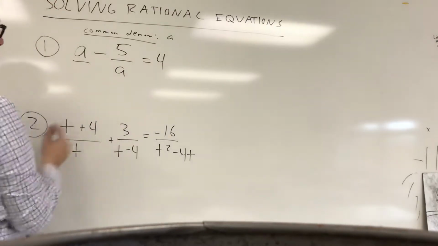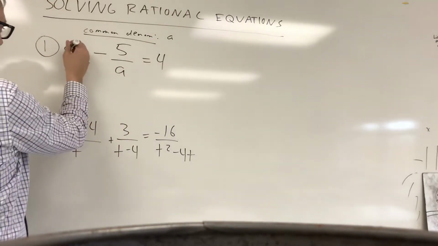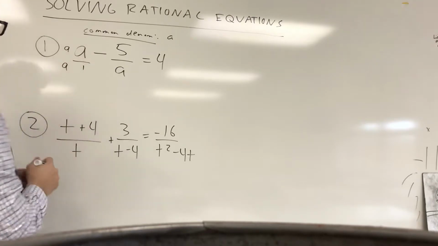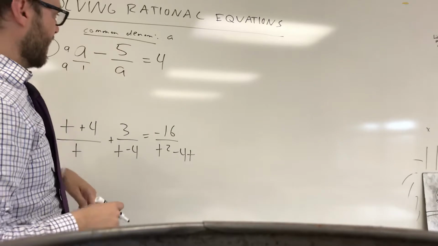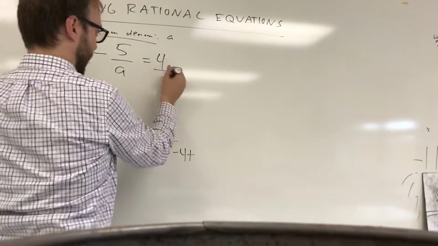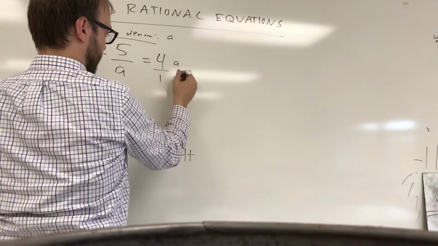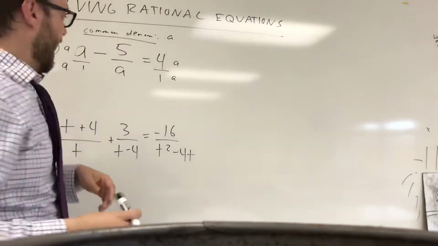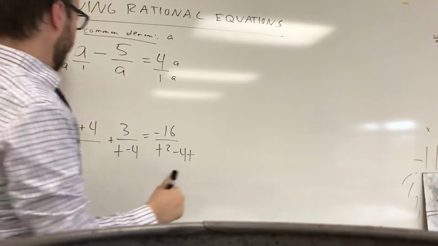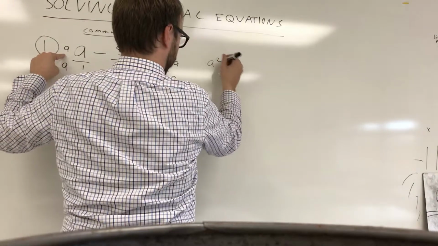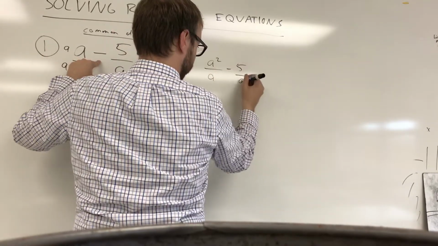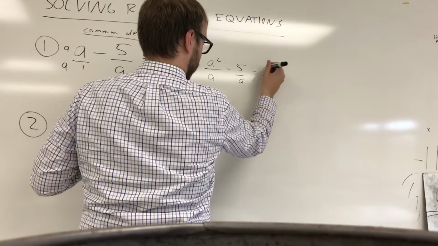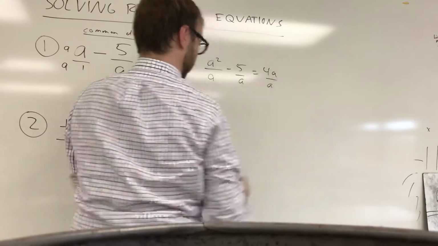So if my common denominator here is going to be A, this is A over 1 right now. I would need to multiply the top and the bottom of this by A to get a denominator of A here. I already have a denominator of A here, and then this is 4 over 1, so I would need to multiply the top and the bottom by A here as well. And when we do that, what you're going to end up with is A squared over A minus 5 over A, of course that didn't change, is equal to 4A over A.